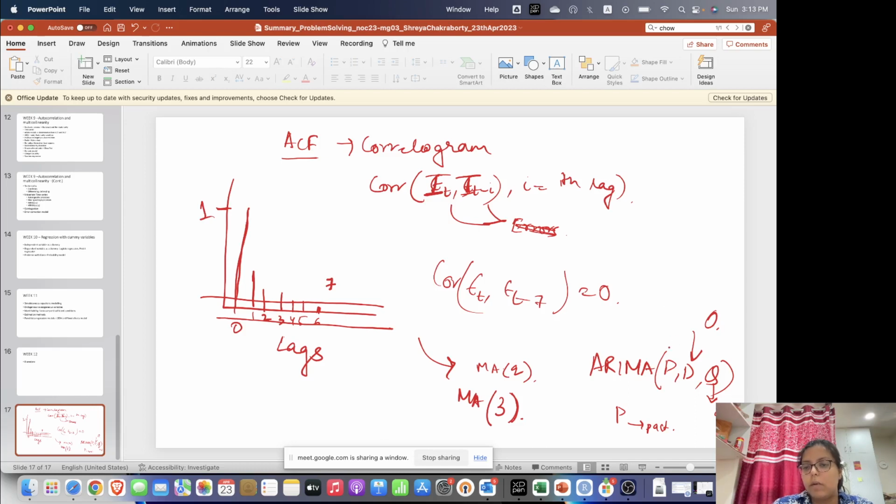So here, if we have the partial, let's say this is the PACF graph, which will determine the order of the autoregressive process. Let's say beyond lag 3 everything is falling within the bounds, and only at lag 1 I have a spike. Then I would fit an ARIMA(1,0,3).